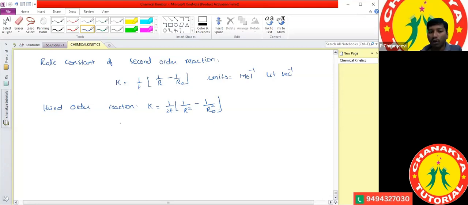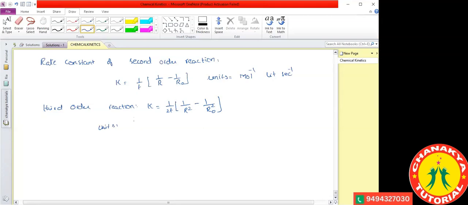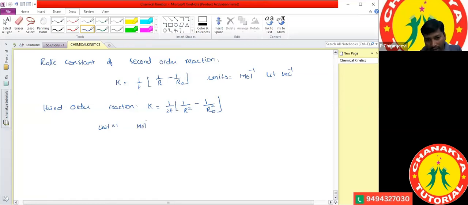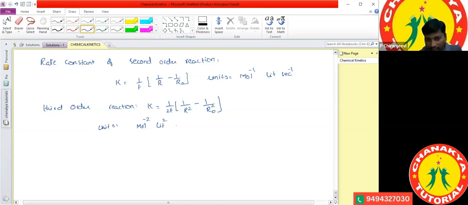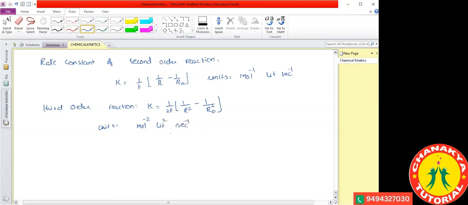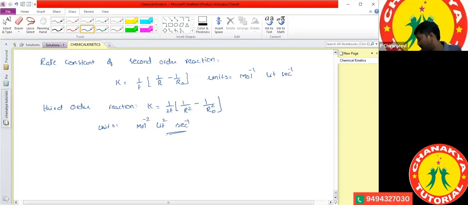And what are the units of the rate constant of the third order reaction? Mole square inverse, liter square, second inverse. So these are the units of your third order reaction. Okay, so now you got the clarity.